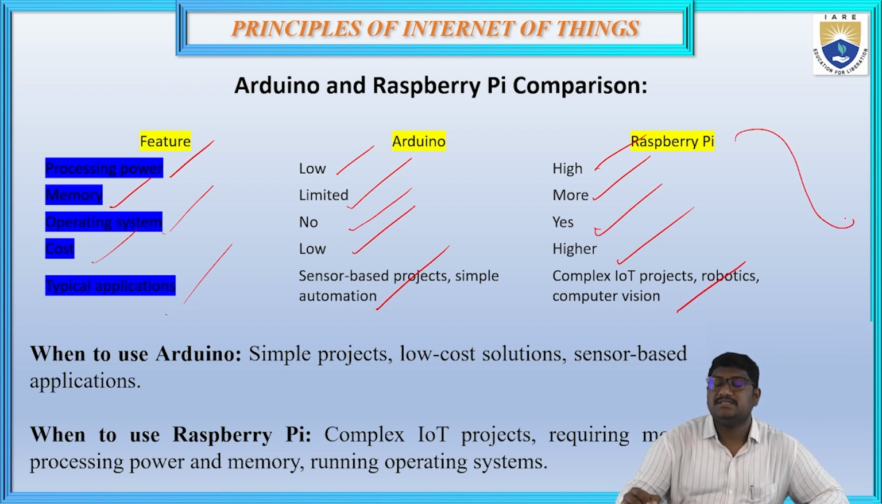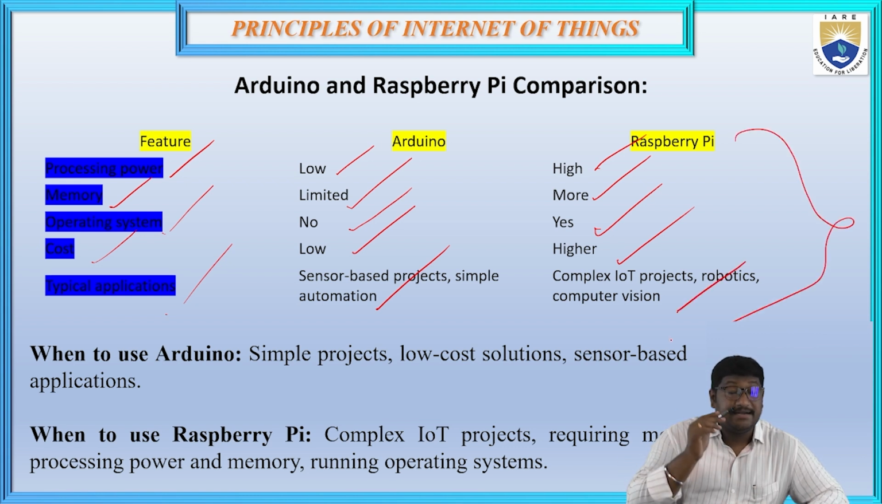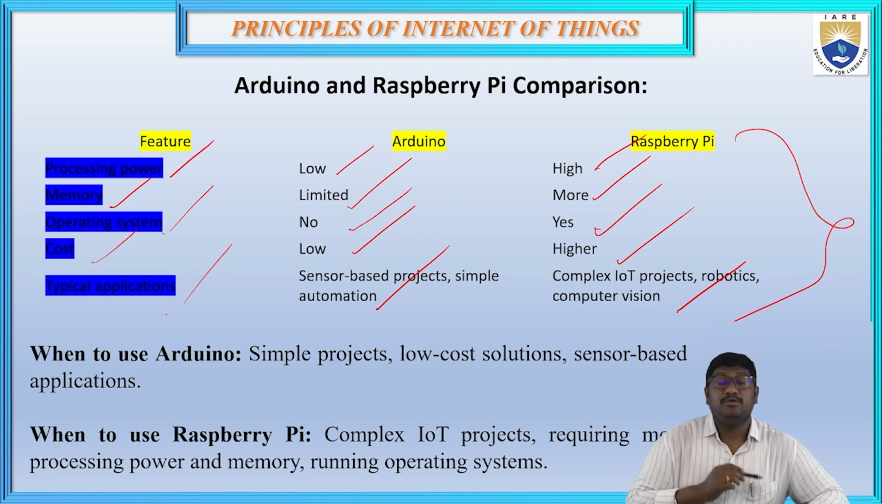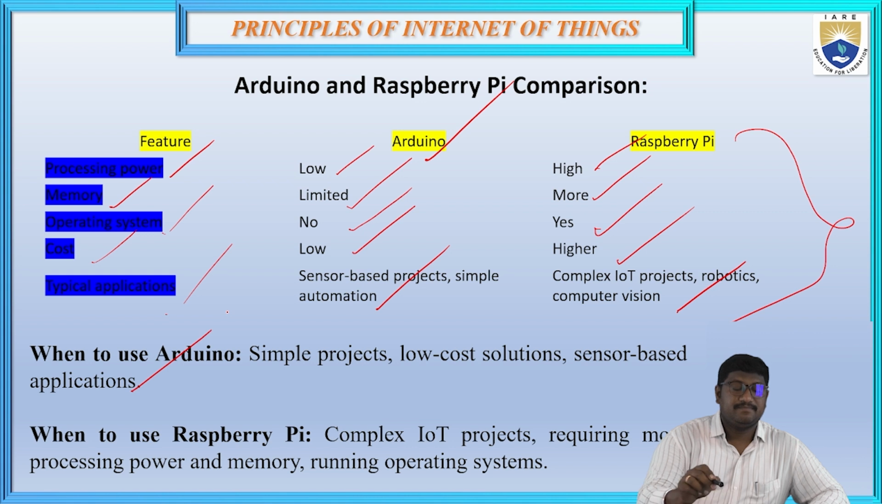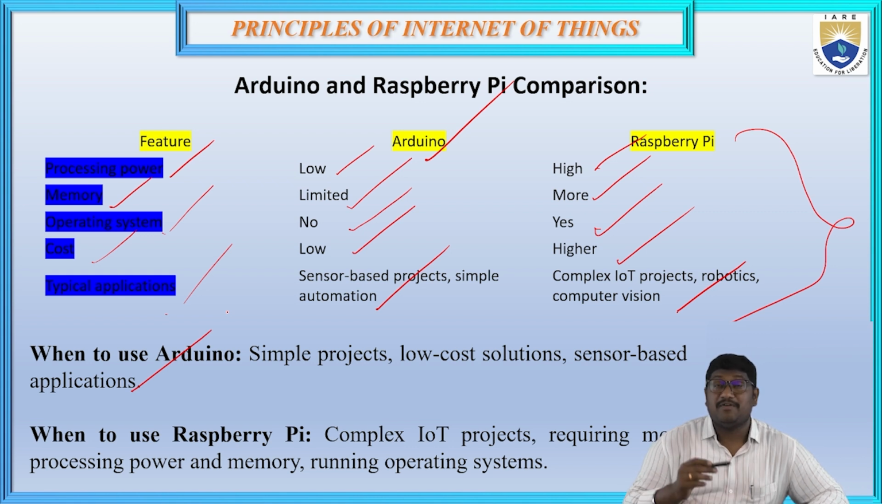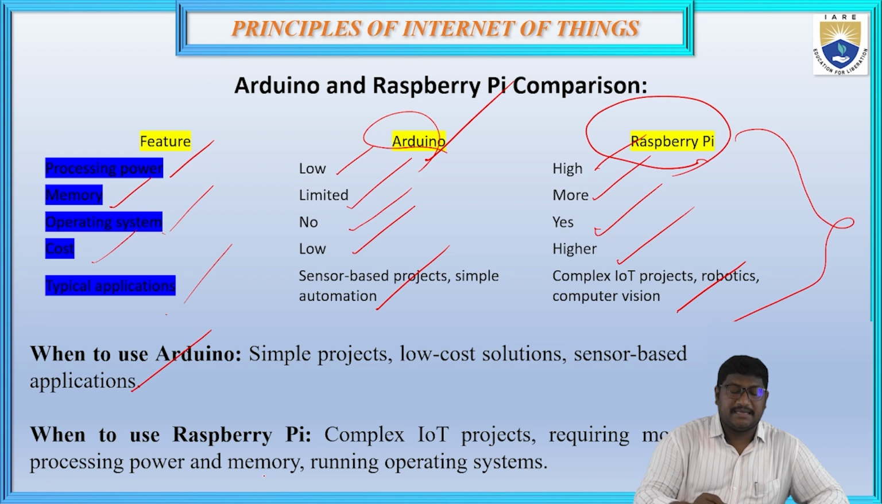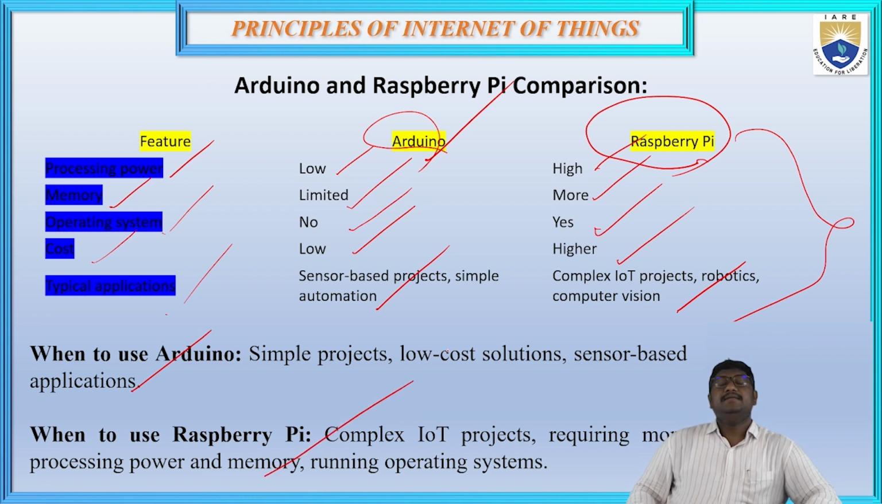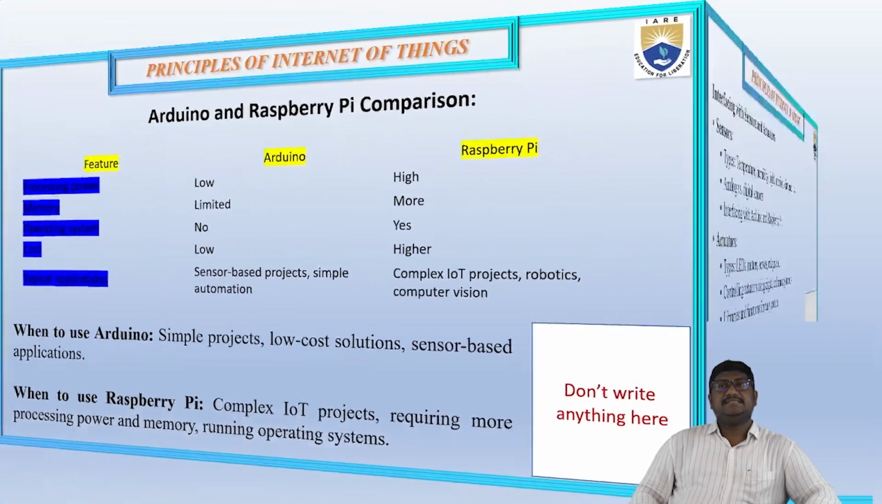So the better option is Raspberry Pi, guys. And when to use Arduino and when to use Raspberry Pi, this also you need to know. Whenever we are performing simple projects, low cost solutions, or sensor based applications, go for Arduino, guys. That is what I specified. And when you are performing complex IoT projects which require more processing power, more memory, and run on an operating system, go for Raspberry Pi. That is why I mentioned this point here. This is a good comparison to know about Arduino and Raspberry Pi, guys.